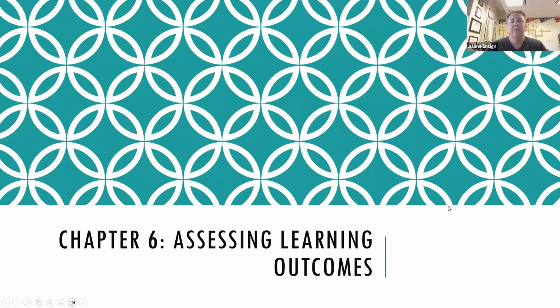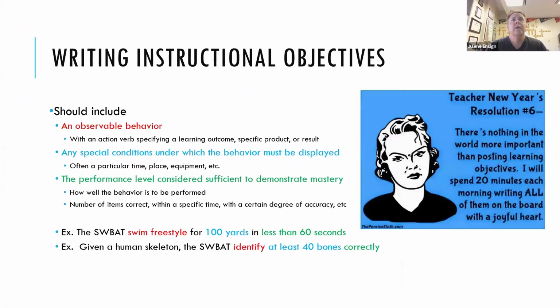All right, chapter 6, last one, hang in there. How do we assess learning outcomes? So the first thing we have to do, if we're starting with learning objectives, is write good objectives. I tried to color code this for you to make things a little bit easier, and I gave you 2 examples from my world, which is physical education and health education, of what an objective should look like.